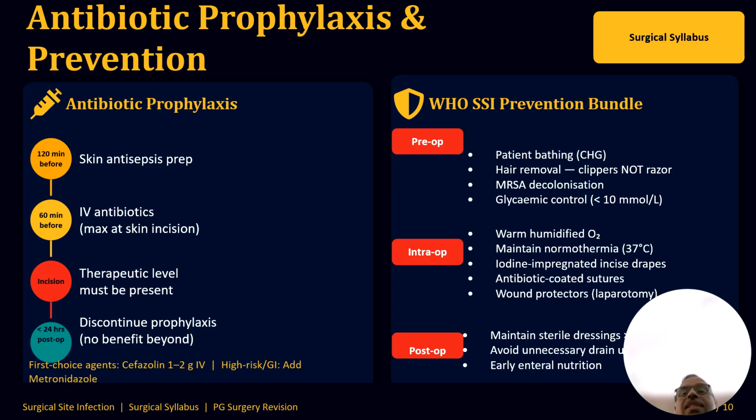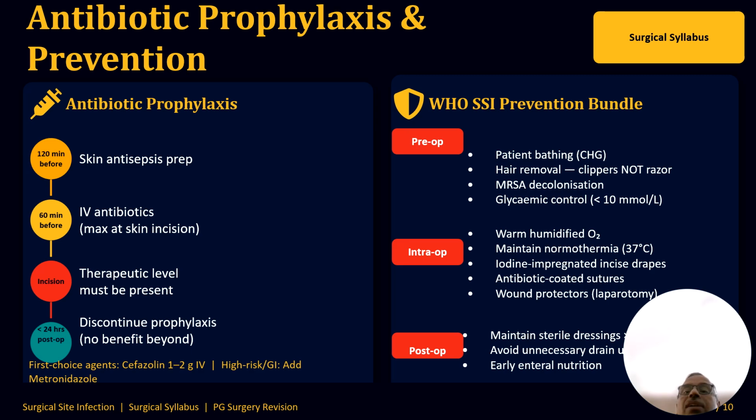Iodine impregnated incise drapes are the best ones. Antibiotic coated sutures should be used as far as possible, and wound protectors should be used during laparotomy. And post-operatively, maintain sterile dressings and avoid unnecessary drain insertions. That is very important, because if drains are not required, don't insert the drain. It can unnecessarily increase the chance of SSI.